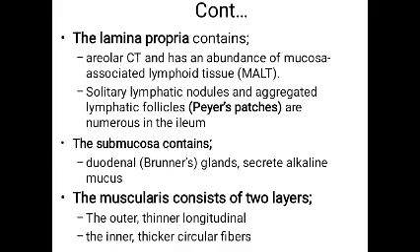The submucosa contains duodenal or Brunner's glands that secrete alkaline mucus. The muscularis consists of two layers. These are the outer thinner longitudinal and the inner thicker circular fibers.